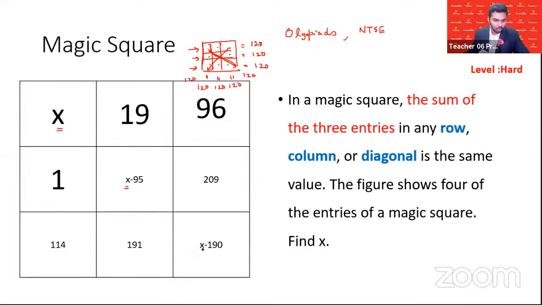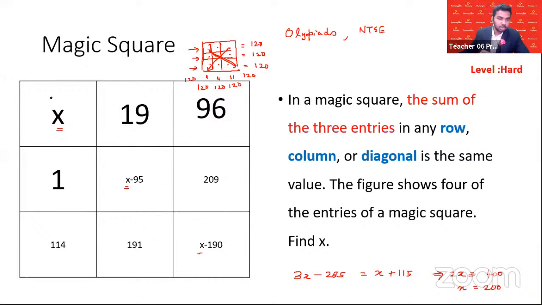But there is a method to solve for x. You add up all the numbers in the diagonal now, which is 3x minus 95 minus 190, which is 3x minus 285. This is same as writing x plus 19 plus 96, which is 115. So if you solve for this particular equation, you will get what is the value of x. So this implies 2x. You can take x to the other side and you will get the number as 285 plus 115, which is 400. So the value of x is 200.